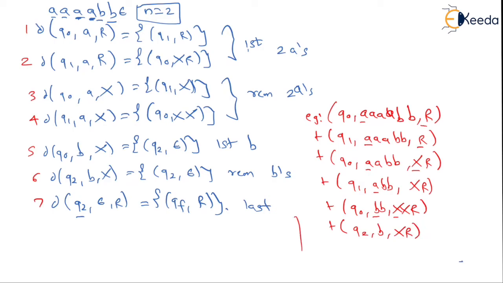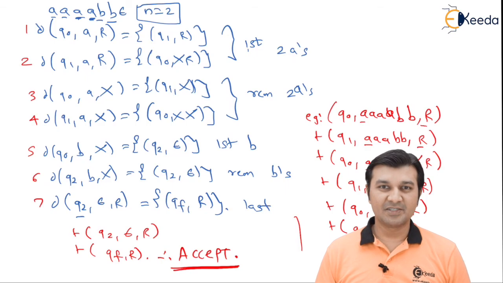I'm writing over here. Then Q2 on B when the stack top is X. Keep on popping in state Q2. You have epsilon as the input and R as the topmost stack symbol. Then Q2 on epsilon when the stack top is R, I say go to QF comma R, and since I have gone to QF, I am going to accept the input. So with this we complete this problem.